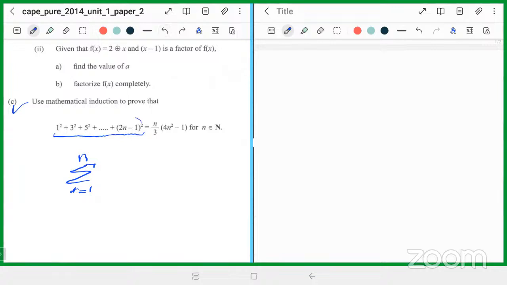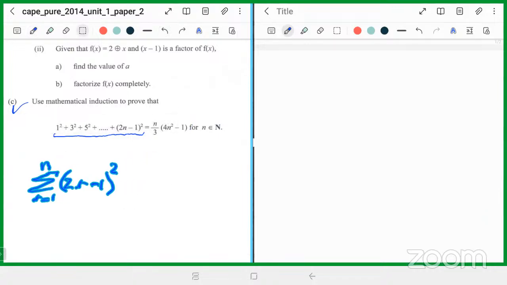So we need a general expression now. The general expression is done with the same thing here, but we replace this n with an r. So really we're summing (2r minus 1) squared. That's what we're really summing. When r equals 1, we get this first term. Then when r equals 2, we get this second term. When r equals 3, we get this third term. And this last term is when r equals n. And what we're saying is that this sum is equal to this expression. So that is the summation type.